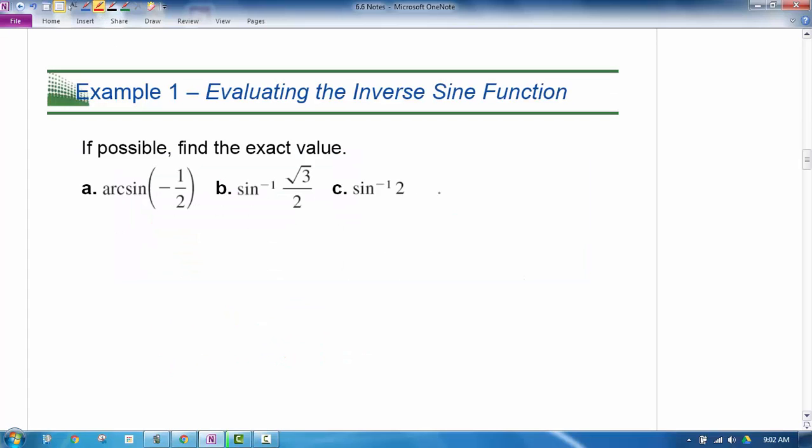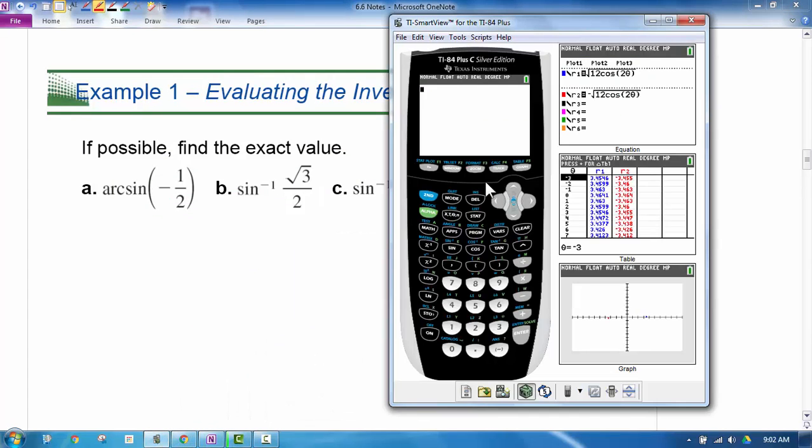Okay, so here's a couple of example problems. We're going to try to find the inverse sine of these. Now, I'm going to try to use the calculator first. So I'm going to do inverse sine of -0.5 and see what that gives me. It gives me -30 degrees.